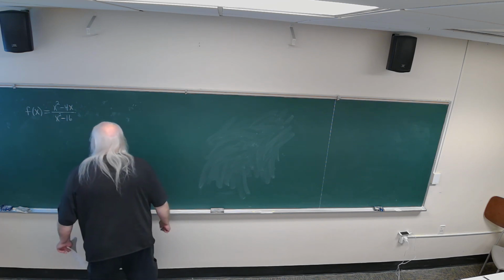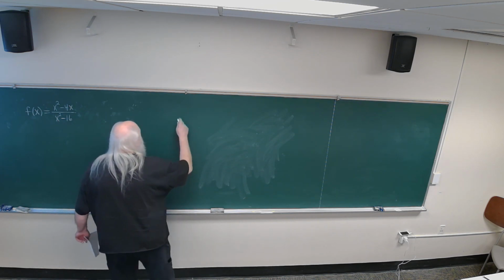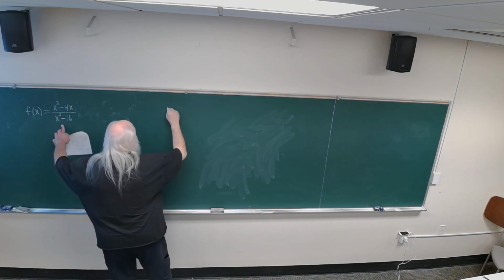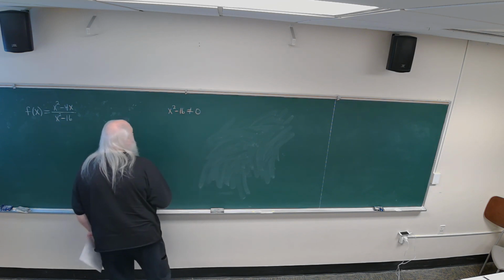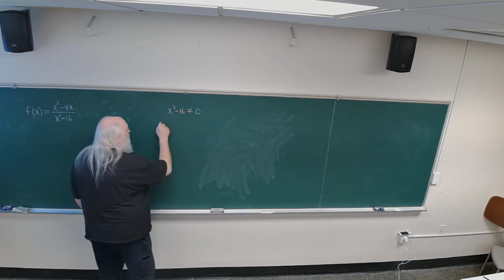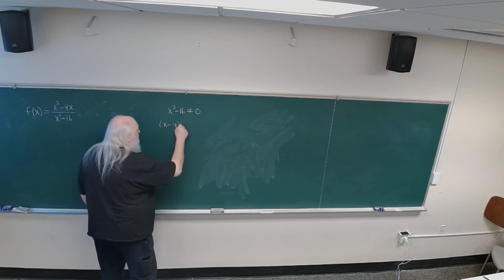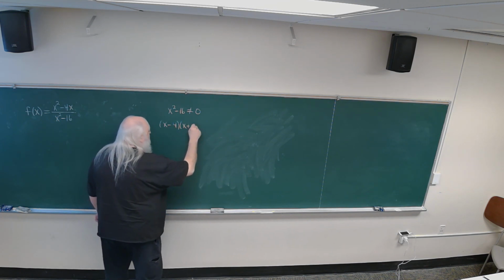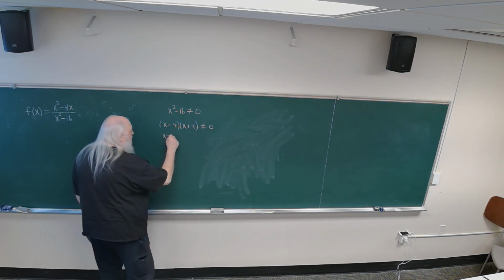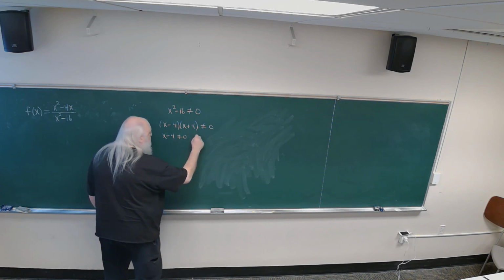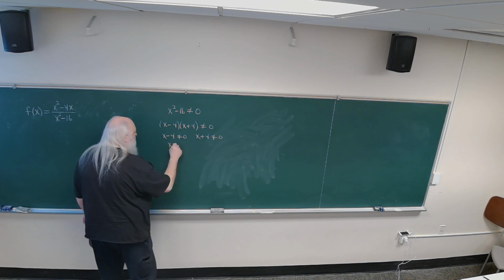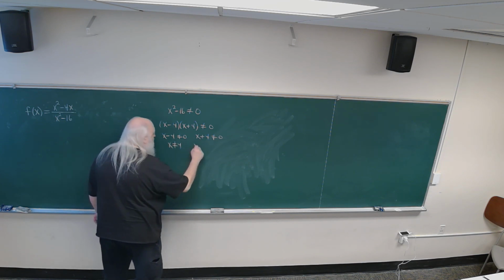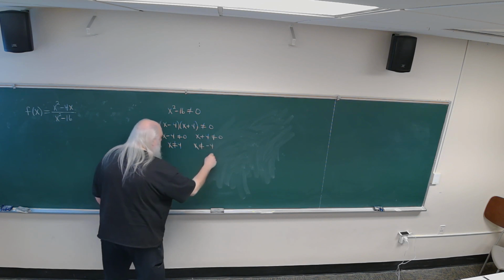And we've done this many times. Okay. So to find the domain, you take the denominator and set it not equal to 0, and then you solve for x. So when we factor the left-hand side, we have x minus 4 times x plus 4 can't equal 0. So the factor x minus 4 can't equal 0, and the factor x plus 4 can't equal 0. So we get x can't equal 4, and x can't equal minus 4.